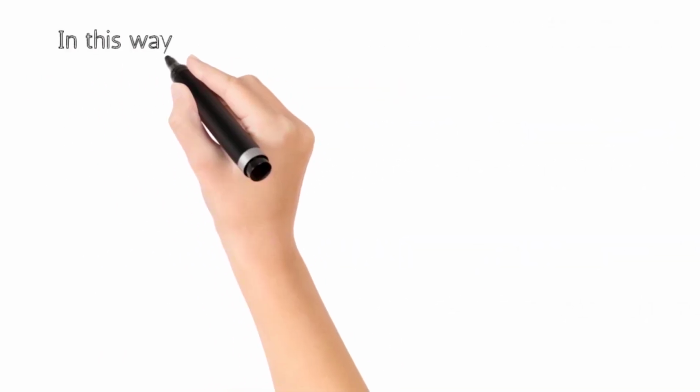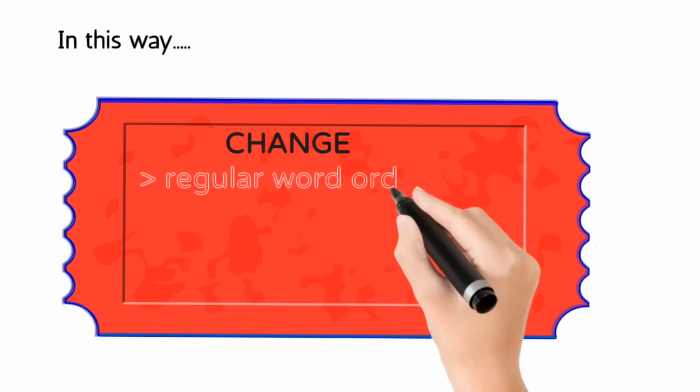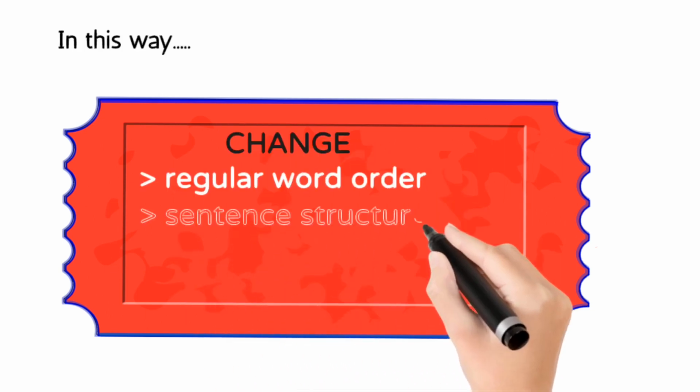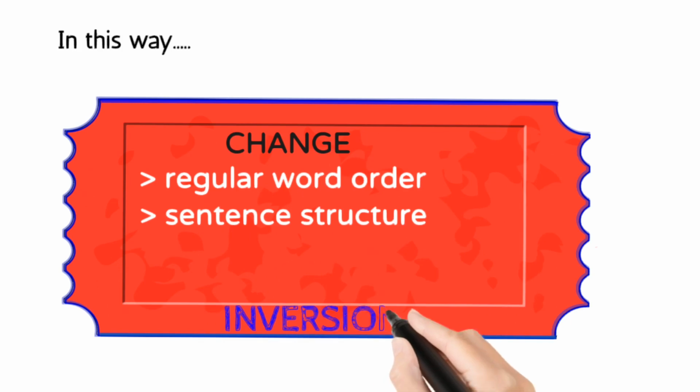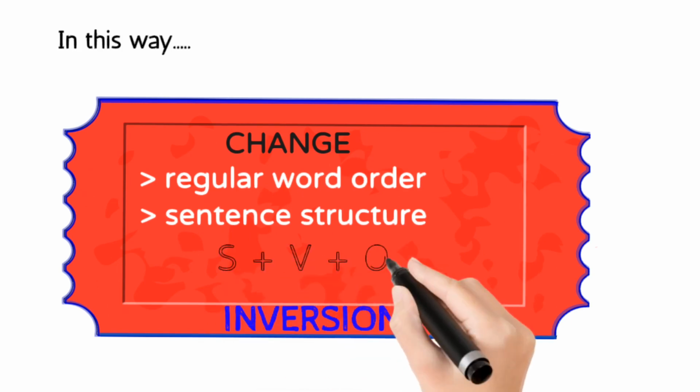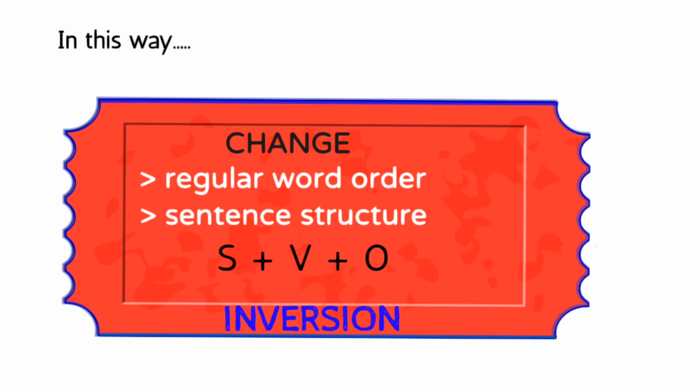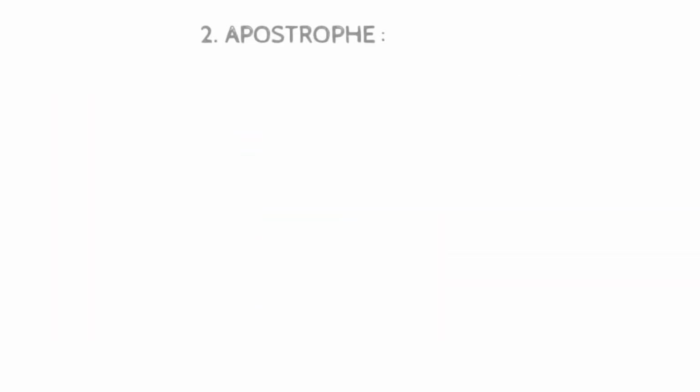In this way, when there is a change in the regular word order of a sentence structure, it is called an inversion. Generally, the subject, verb, object, word order is followed in English. In other words, when a poet changes the word order of a sentence to give rhythm to a poem, he uses inversion. Friends, let's see the next figure of speech: apostrophe.